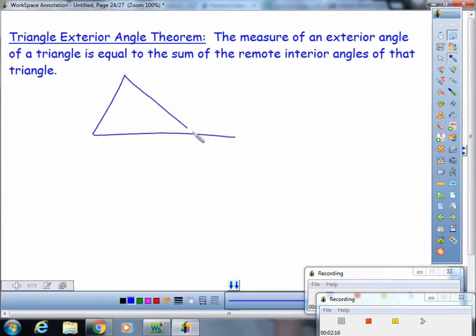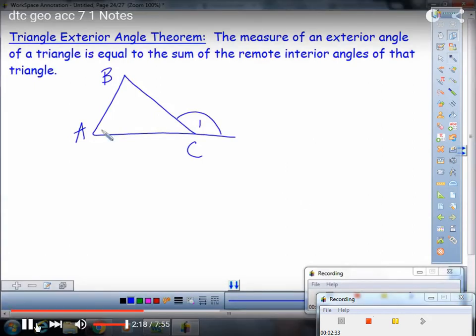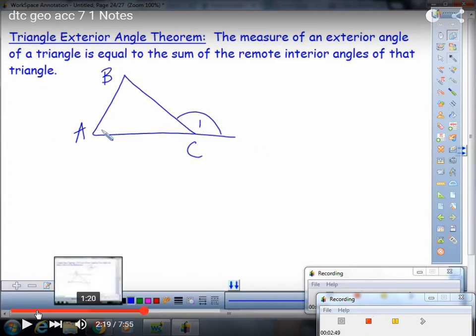If we have a triangle with one side extended to create a single exterior angle, the measure of the exterior angle is equal to the sum of the remote interior angles. Okay? So what we're going to do is we'll just refer to this as angle A, this one as angle B, this acute angle here as angle C, and then this supplementary angle, which appears to be obtuse, we're going to call angle 1. Check out this proof.